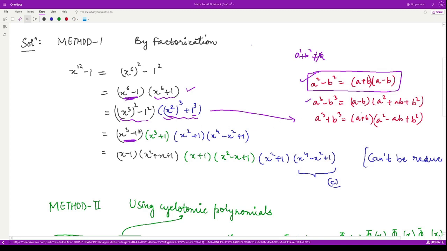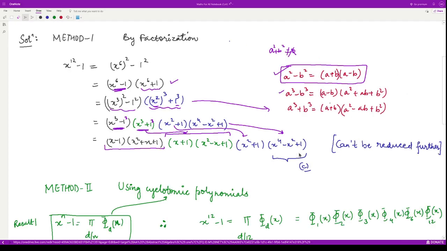We can write 1 as 1 cube, no problem in that. So it would be x minus 1 into x square plus 1, and then again we can apply the formula of a cube plus b cube. So we can write 1 as 1 cube. This thing would turn out to be x plus 1 into x square minus x plus 1, and then this factor as such, and then this factor as such. So now can you see, can we factorize it again? No, we cannot further factorize this.